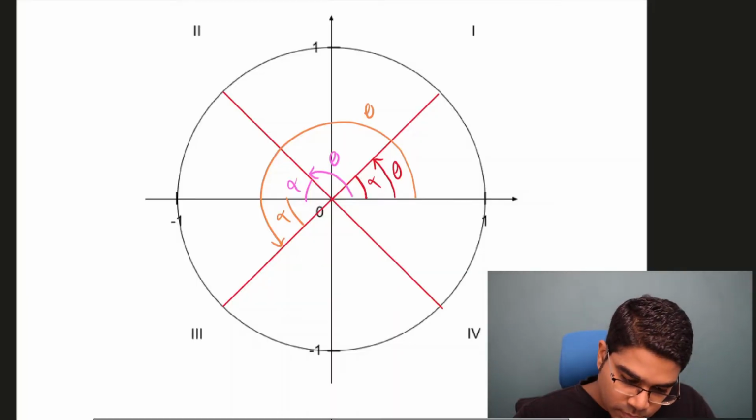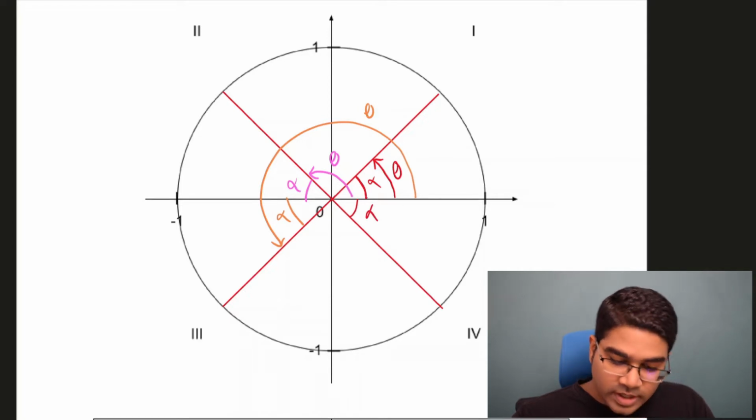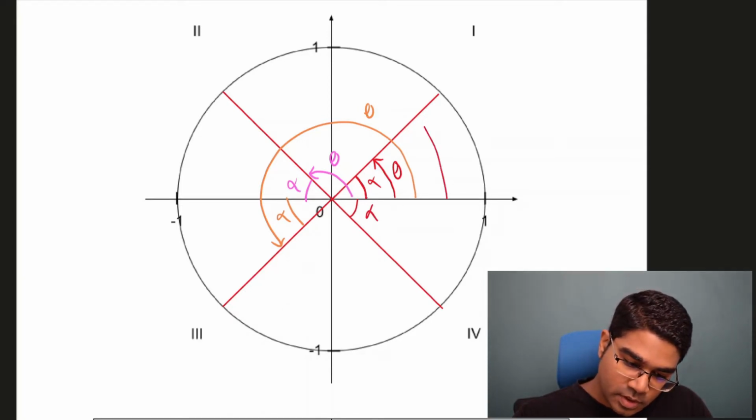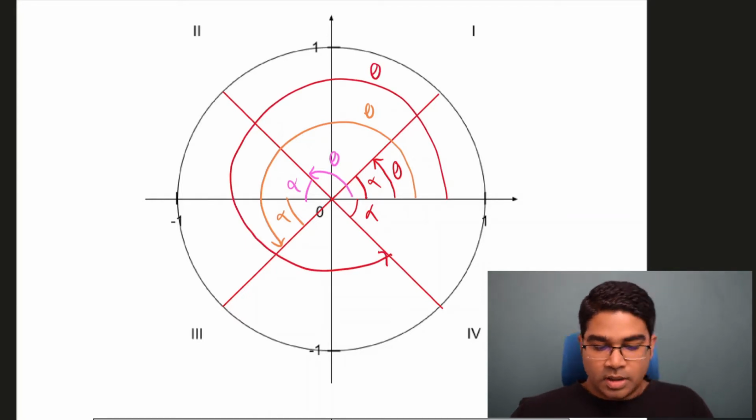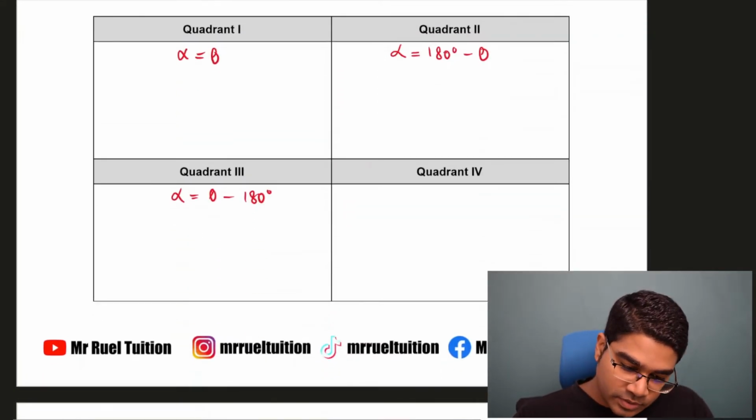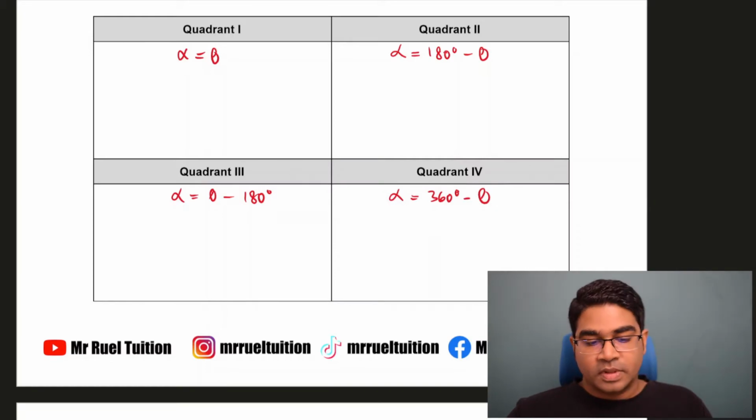And finally, the fourth quadrant. Alpha is here between the line and the x-axis, and theta will be from the positive x-axis, from here all the way to here. What's the relationship between alpha and theta? They add up to 360. Therefore, alpha equals 360 degrees minus theta. So this is how we get our alpha.